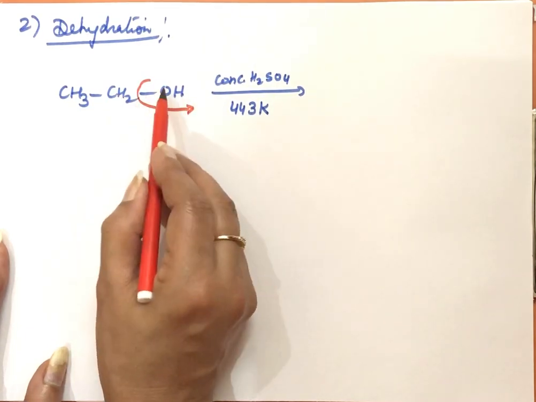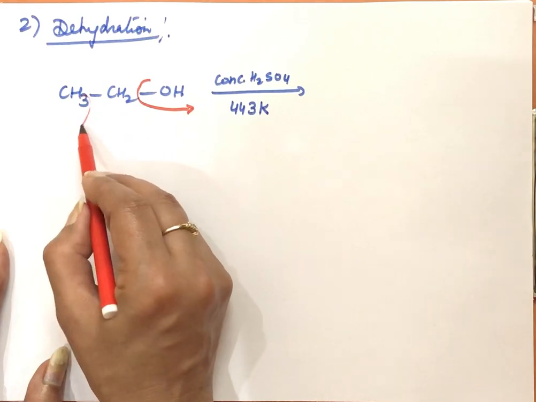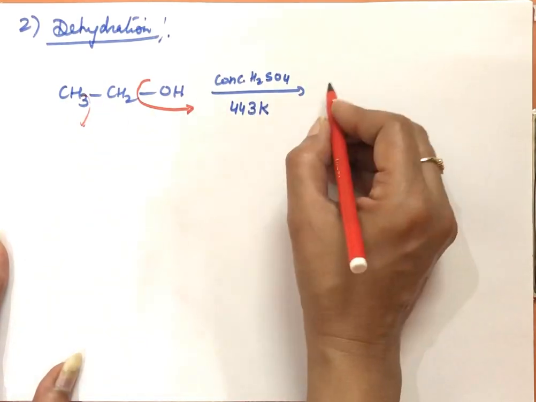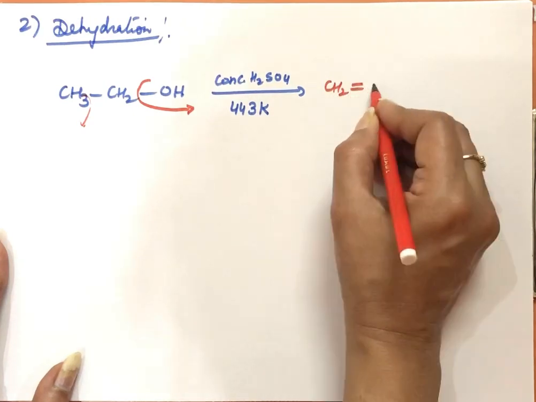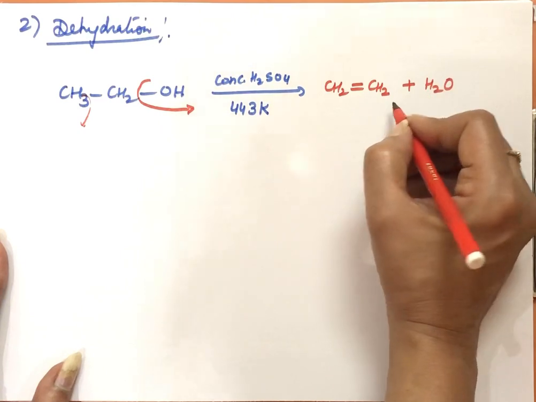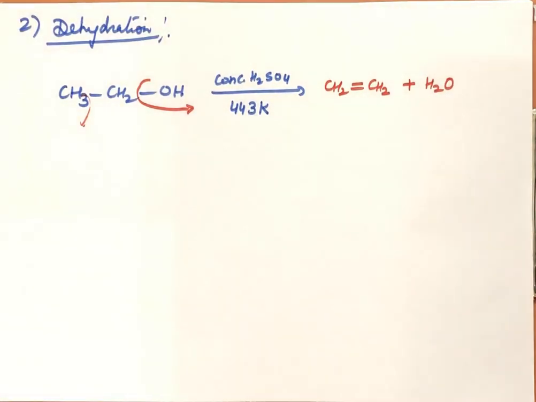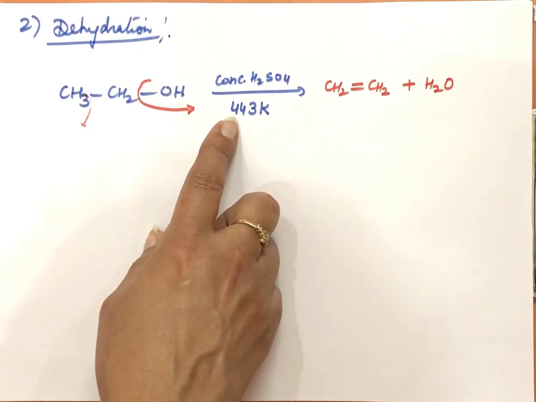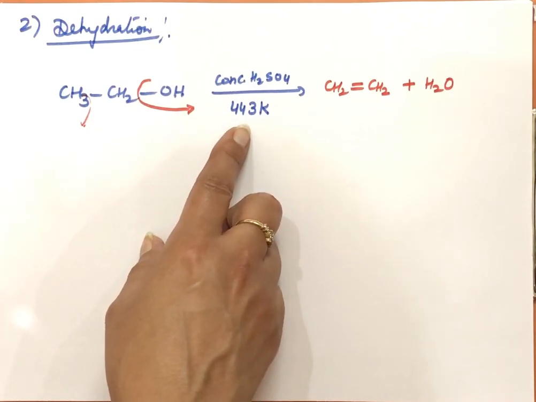So if OH is coming from this carbon, hydrogen will come from the next carbon, and between the two carbon atoms there will be a double bond. That means in the dehydration reaction of alcohol, the product is an alkene. So there is alkene formation in the dehydration of alcohols. And alcohols undergo dehydration at a temperature of 443 Kelvin.